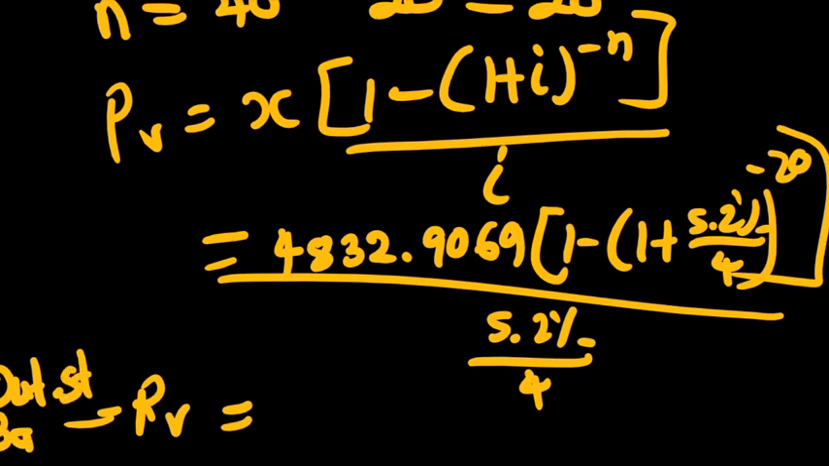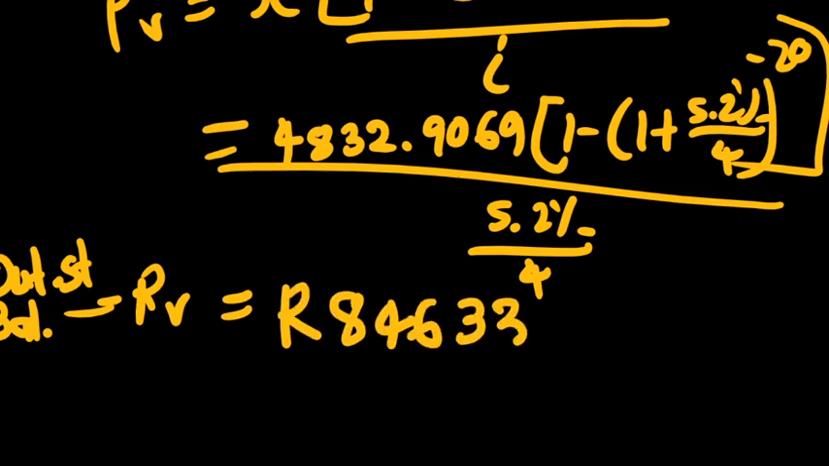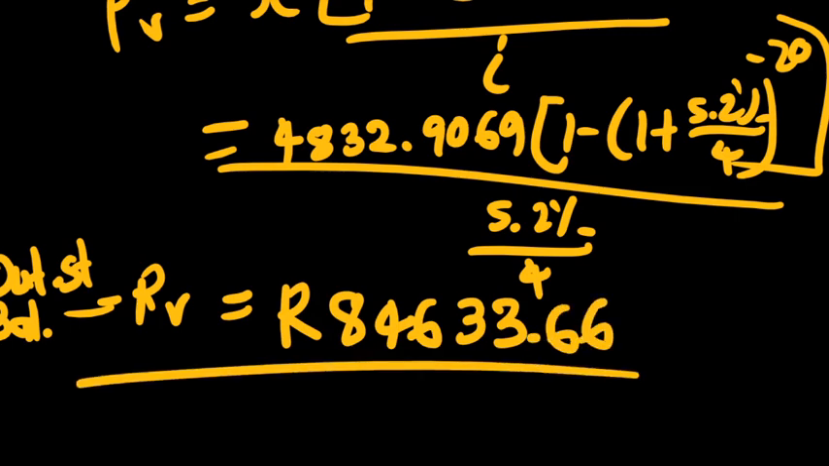Outstanding balance, right? So if we punch this through in our calculator, it's 4832.9069 into 1 minus into 1 plus 5.2% all over 4, to the power of minus 20. So what I'm getting here is the outstanding balance for my loan. It's 84,633.66, right? So this is the outstanding balance of my loan.